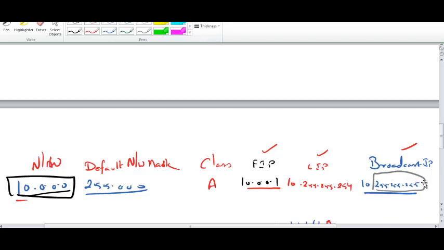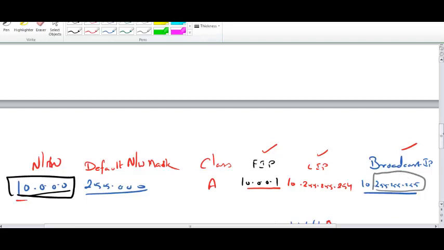Sir, why did you put 255, 255, 255 for the broadcast IP? Because all 3 octets belong to the host. Where all the host bits become 1, you get 255, 255, 255. Correct?